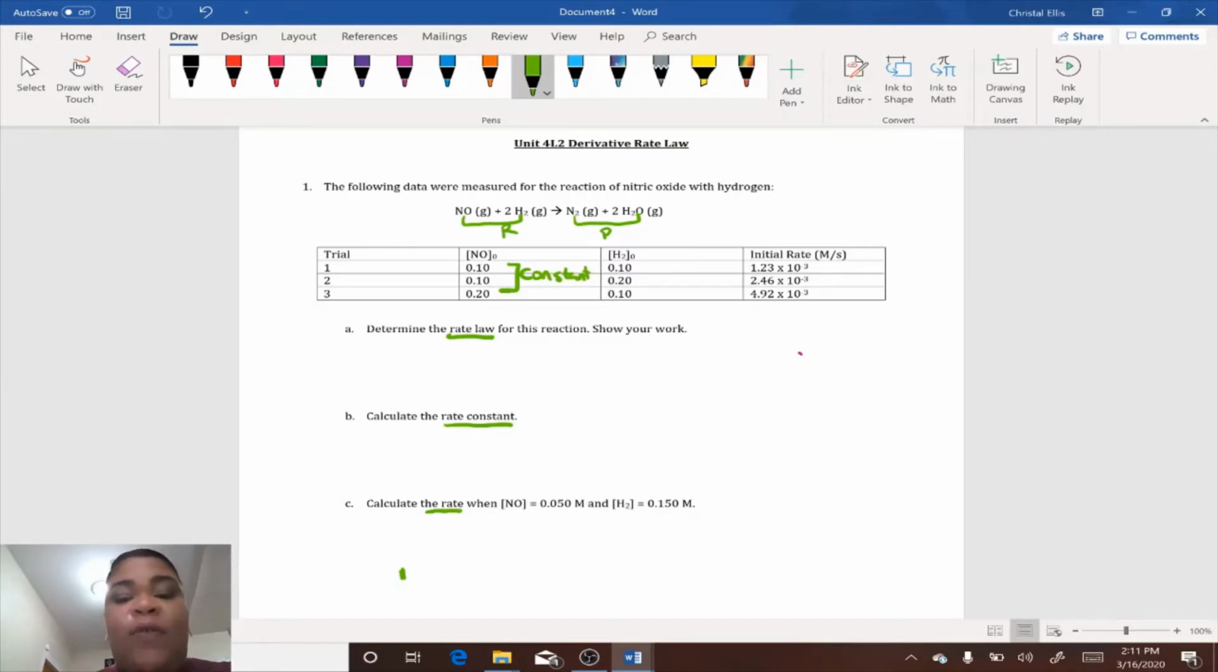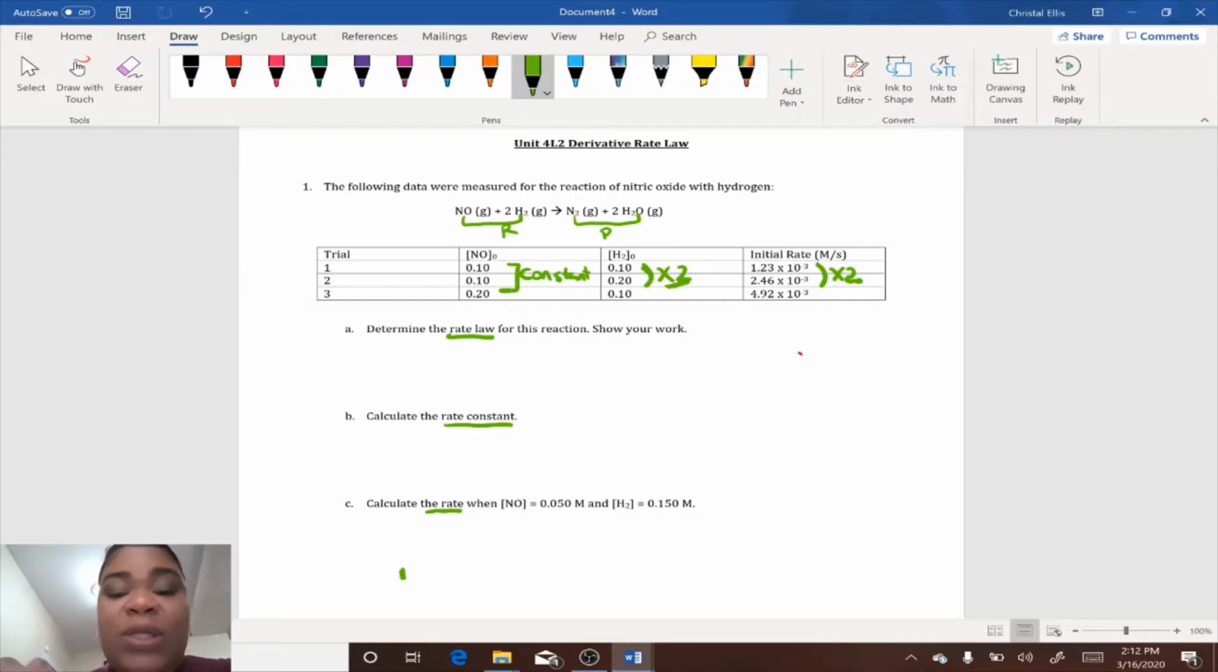And over here for H2, we notice the change is by 2, because if you go from 0.1 to 0.2, you can multiply by 2. So the change is by 2. And over here, we notice that the change is by 2 as well. So you want to ask yourself, what is the rate order for H2? Well, we can solve for the rate order for H2 because we notice that NO is held constant. So only the reactant that is changing, we can figure out the rate order for that specific reactant.